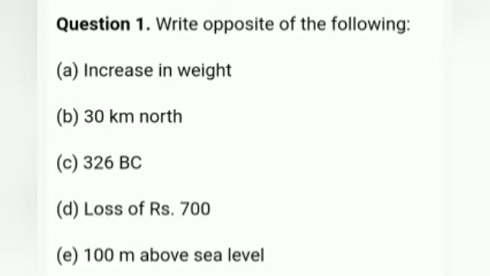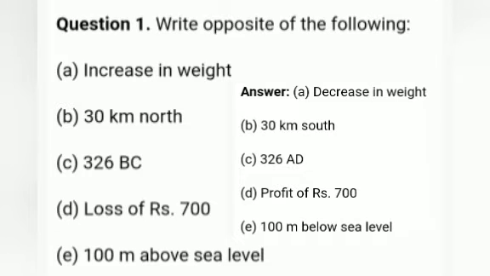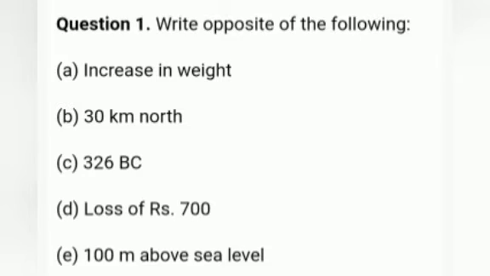Let us come to the exercise. First question: write the opposite of the following. Increase in weight, decrease in weight. 30 km north, 30 km south. 326 BC, 326 AD. Loss of rupees 700, profit of rupees 700. 100 meters above sea level, 100 meters below sea level. Here we have spoken only about the opposites: increase, decrease; north, south; BC, AD; loss, profit; above, below.